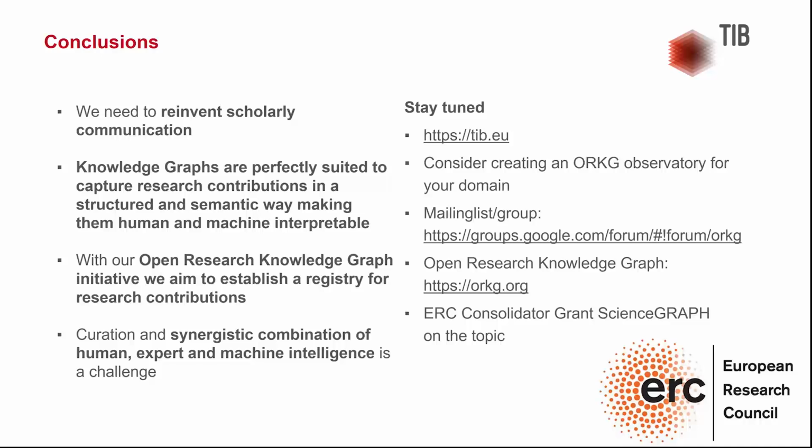So I think we really need to reinvent scholarly communication, but also how we organize the artifacts, the data. I think knowledge graphs are perfectly suited to capture research contributions in a structured, semantic way, making them human and machine interpretable. I think neural models alone will not suffice. We really need to integrate them with symbolic representations of the knowledge. Also, just the unstructured content of papers is not sufficient, and we can see in many ways that the quality of the information is not sufficient to really have comprehensive AI assistance.